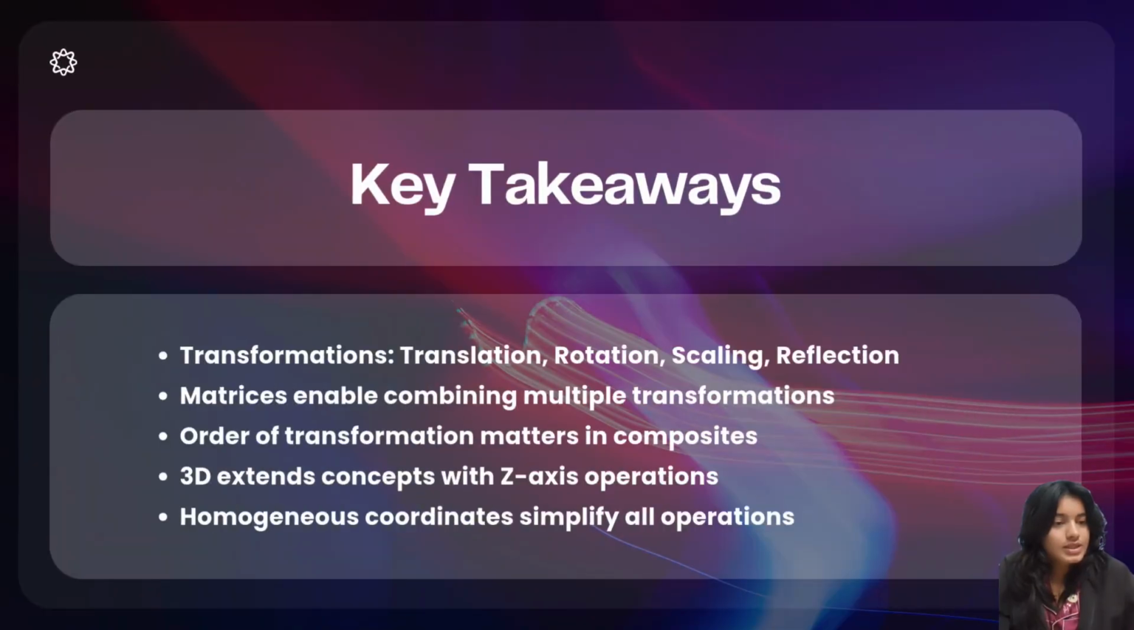Then we'll come to the key points of it. So transformation basically includes translation, rotation, scaling, and reflection. And matrices enable combining multiple transformations. Order of transformation matters.